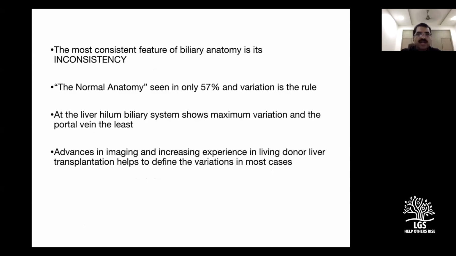So the most consistent feature of biliary anatomy is its inconsistency. That is the first and very important point I have to mention. The normal anatomy you can see in only 57% and variation is the rule. At the liver hilum, the biliary system and arteries show maximum variation and the portal vein the least, because developmentally the portal vein develops first and the arterial system develops last.